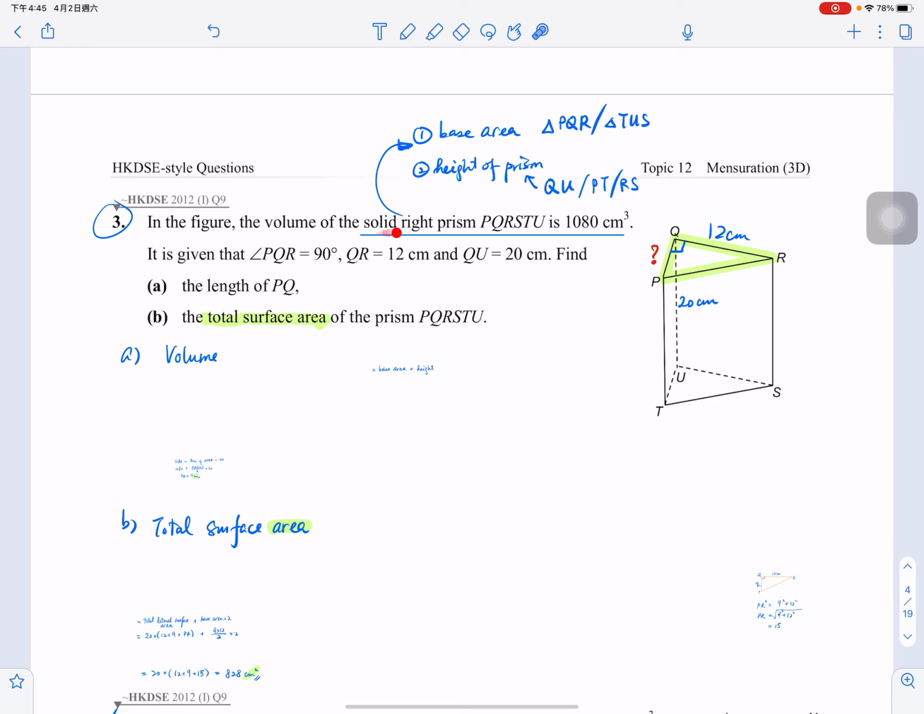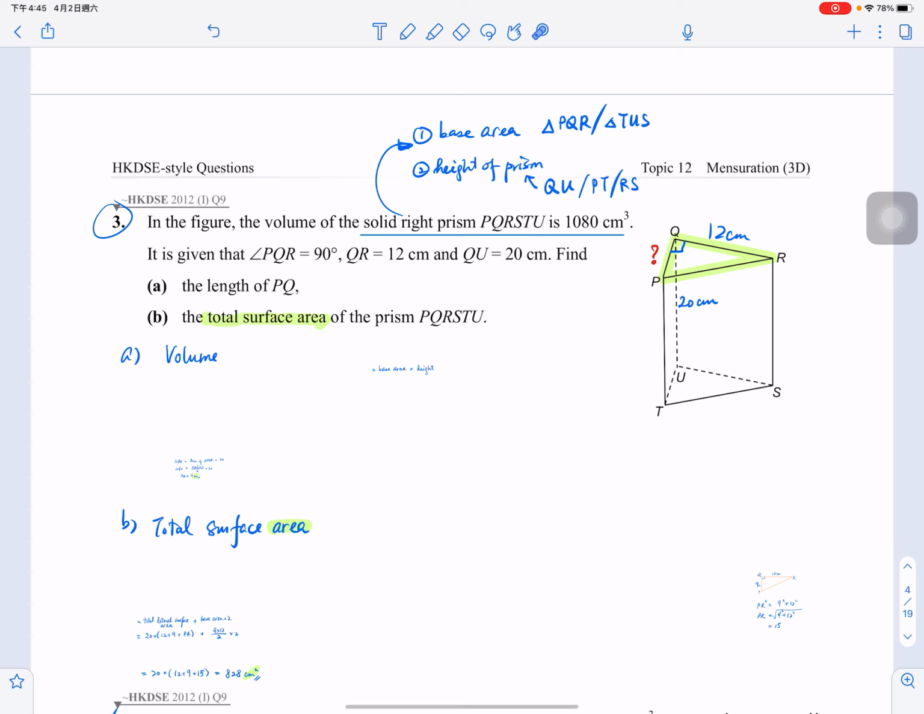About the volume of a solid right prism, I want you to make sure which part is the base area and which part is the height of the prism. Base area means you have the same uniform cross-section area. So these two are the bases, triangle PQR or triangle TUS. They are the same. In between the two bases is the height of the prism. That means QU, PT, or RS are all the height of the prism.